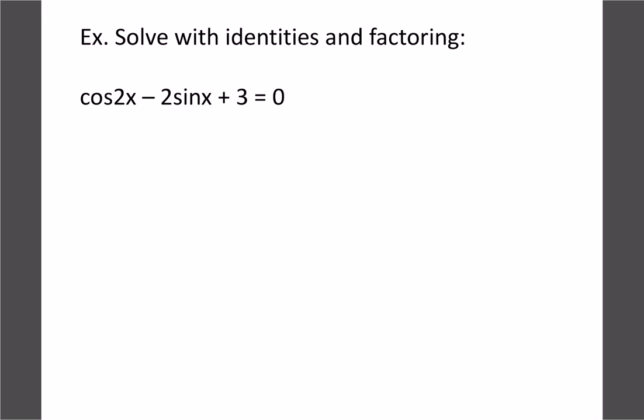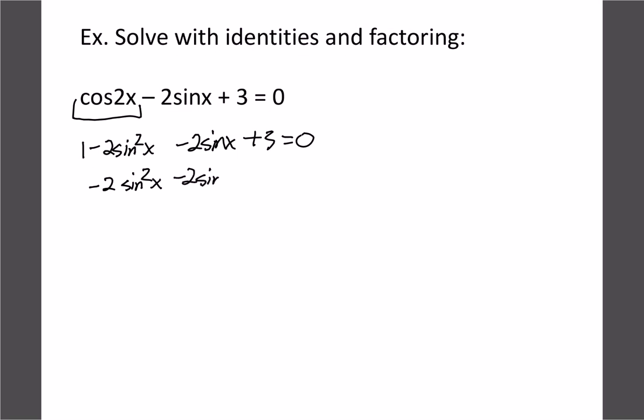Okay, let's try another one. Here we have cos 2x minus 2 sine x plus 3. Usually with equations, we don't want to have two different trig values. It's good to just have one. So let's use an identity to change the cos 2x, and let's use the identity that has sine involved, which is 1 minus 2 sine squared. If we just replace that, now we just have sines, and we can simplify it a little bit. Let's combine the 3 and the 1.